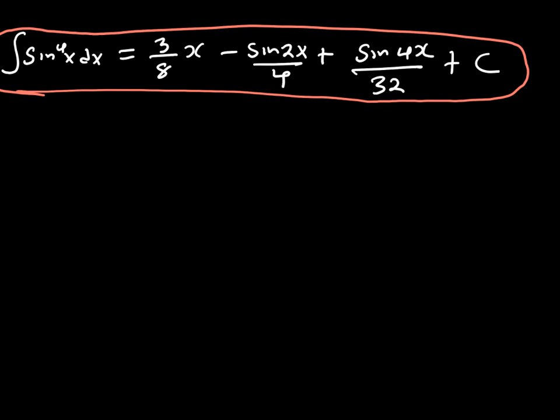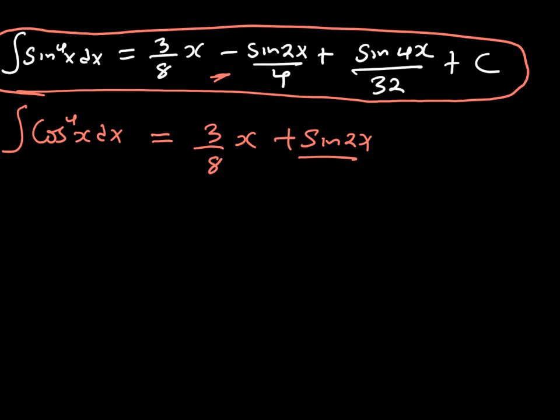Now, in the same way, you are going to try the integral of cosine to the power 4 of x by dx. And I'm very sure this will give you 3 over 8 of x plus, the only change is just here, plus sine 2x over 4, then plus sine 4x over 32 plus a constant of integration. What about odd powers?